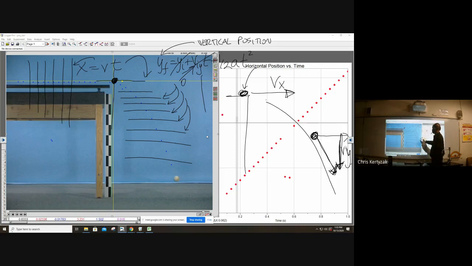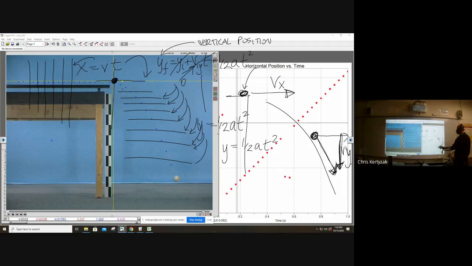So what are we down to? y equals 1/2 at squared. These positions are considered the y positions. All of these positions are called y. So I have y equals 1/2 at squared. That's the formula for predicting the vertical position at any given time t. What is a? What is the acceleration due to gravity? 9.8, because it's in free fall. What is half times 9.8?